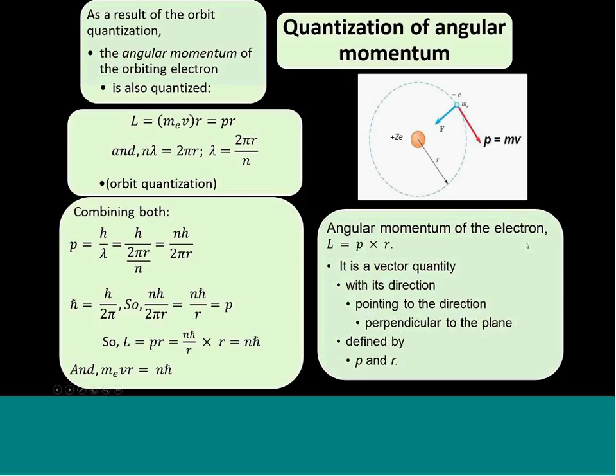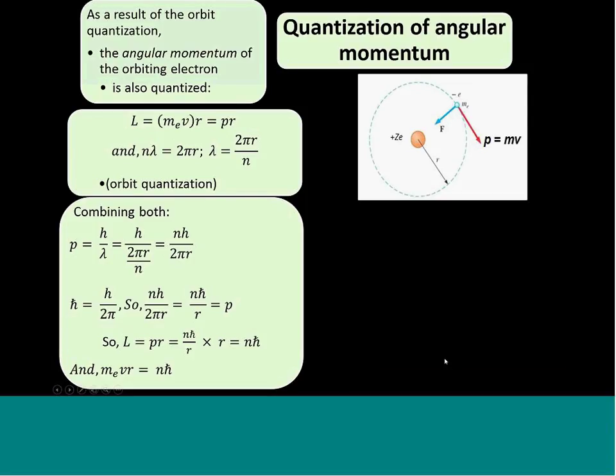The momentum of the electron equal to m times dengan v. This is a vector quantity with its direction pointing to the direction perpendicular to the plane defined by the p and r.